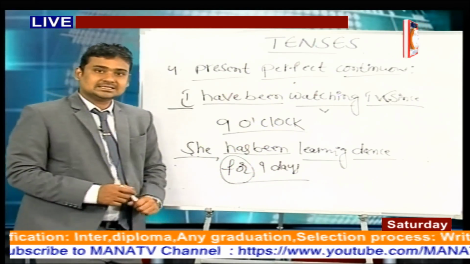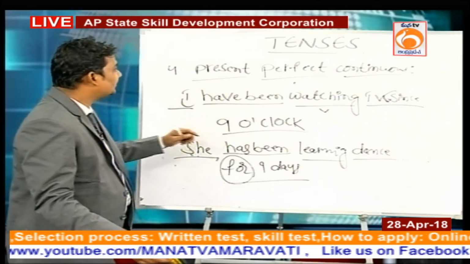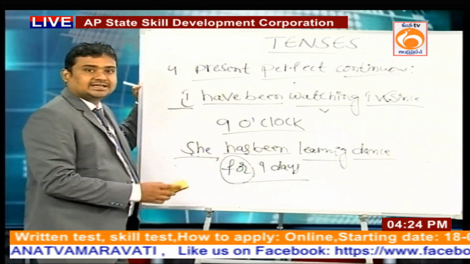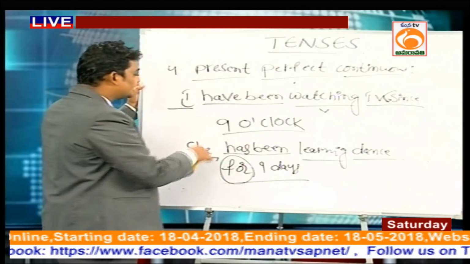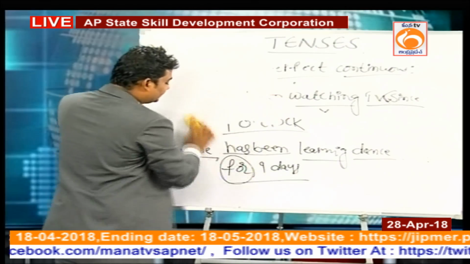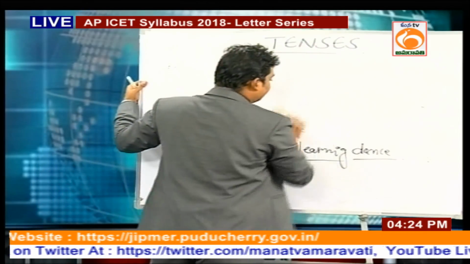Okay, can you understand what is present perfect continuous tense? The present perfect continuous tense denotes an action or event that started in the past and is continuing up to the present. Okay, these two examples explained what is past, what is present perfect continuous tense.